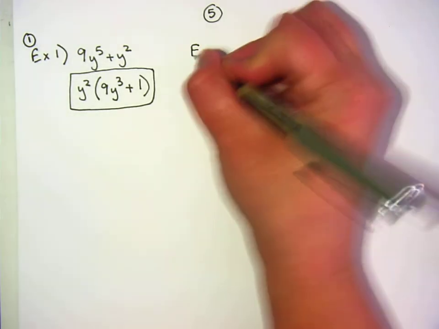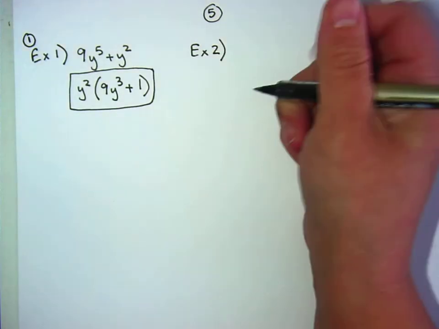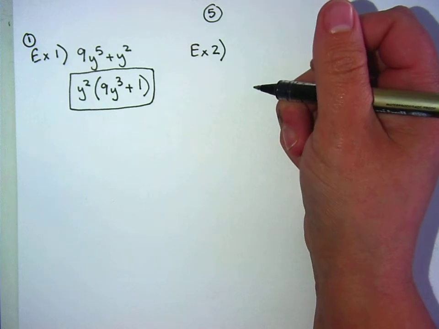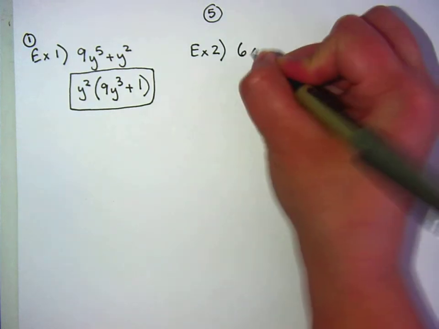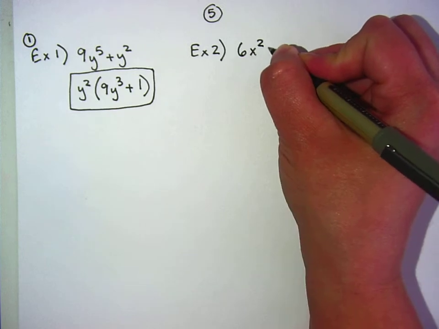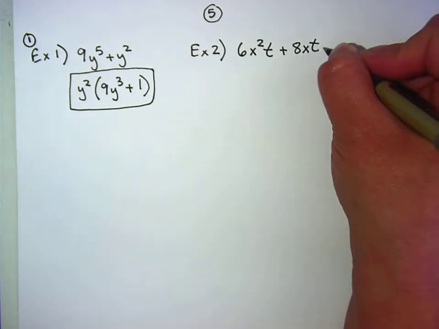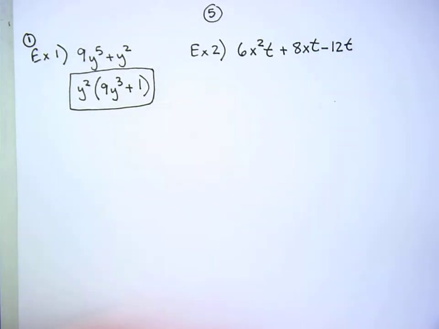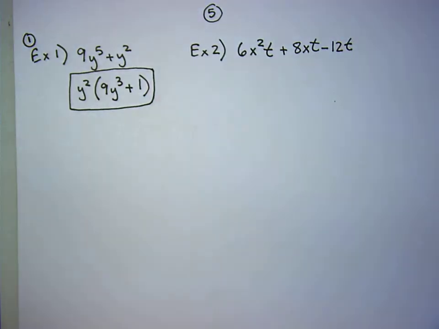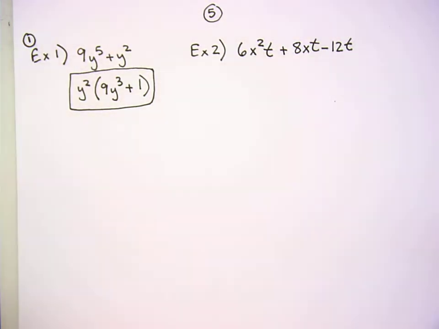All right. Example 2. Go ahead and try this one with your partner. 6x squared t plus 8xt minus 12t. Talk to your partner. Remember, it's not just the variables you're taking out, you're also taking out any numbers that go into all 3 of the numbers.